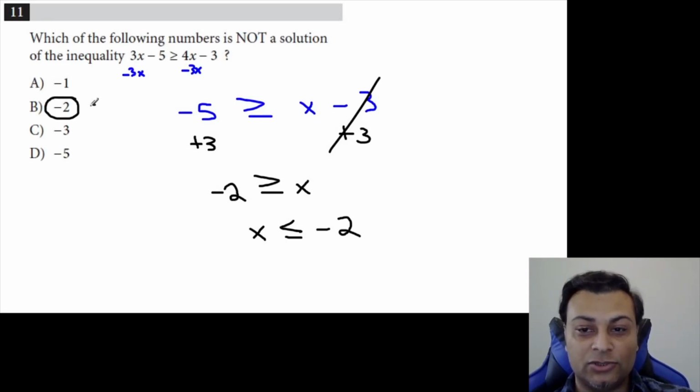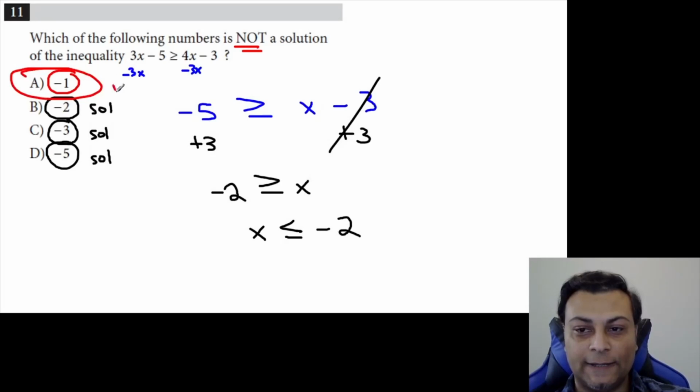This is a solution. This is less than negative 2, so that's also a solution. This is also a solution because it's less than negative 2. We're looking for the one case where it's not a solution, and that would be this one, because this is greater than negative 2. So the answer is A.